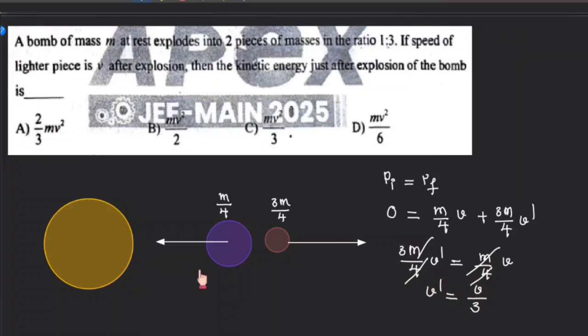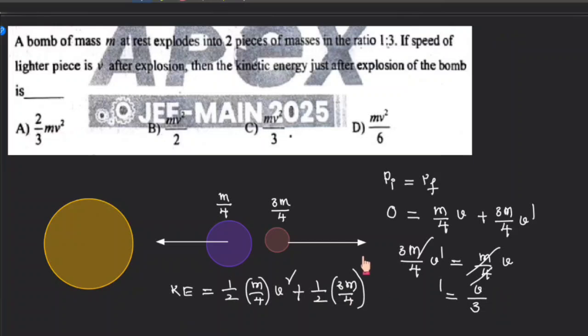Now we have to find out the kinetic energy of this system. Kinetic energy will be equal to the smaller piece's kinetic energy, with mass m by 4, half into m by 4 into v square, plus the bigger mass's kinetic energy, half into 3m by 4 into, what is its speed, v by 3. Therefore v square by 9. So do it, you will get the answer. Clear?